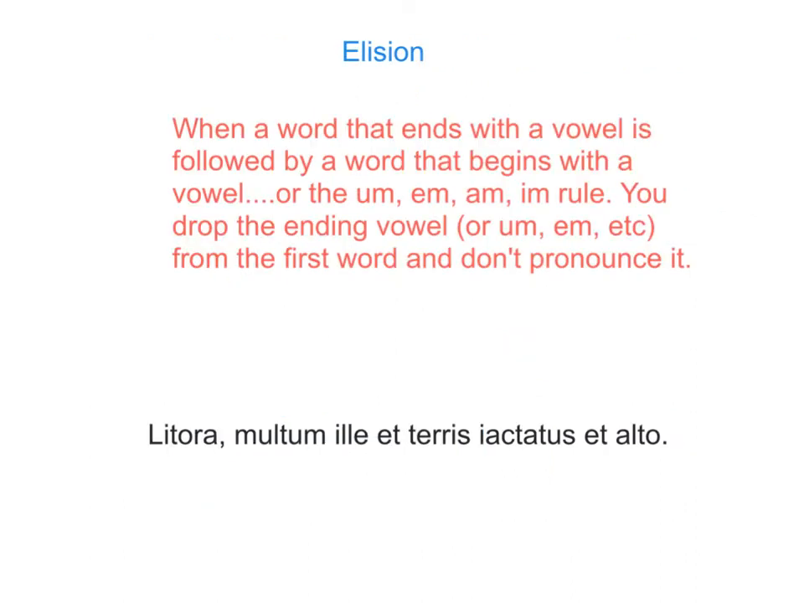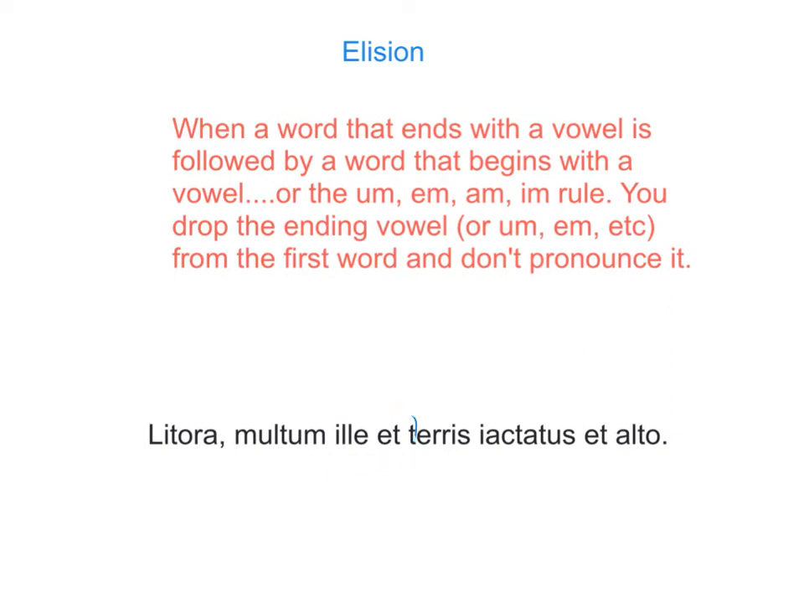Alright, so one more rule that we're going to have to go over here is elision. Elision means that you have a word that ends with a vowel, or one of these accusative endings, UM, EM, AM, or IM, and then the next word starts with a vowel. And what happens, it's hard to say. If you just look at this chunk here, ille et, it's hard to say ille et when doing rhythm. So what happens is one of these E's doesn't get pronounced in the scansion. And that's what elision is.